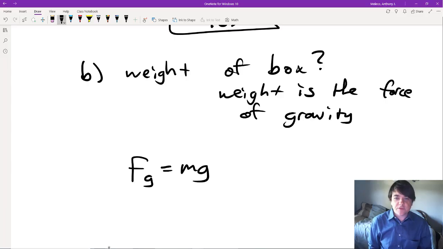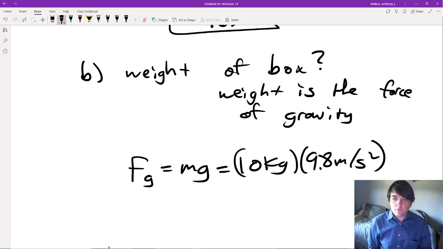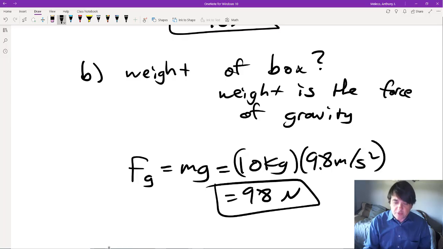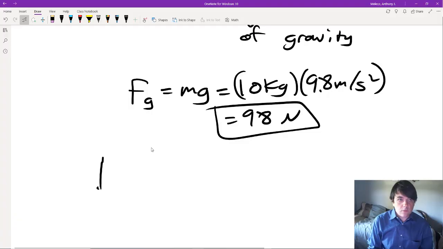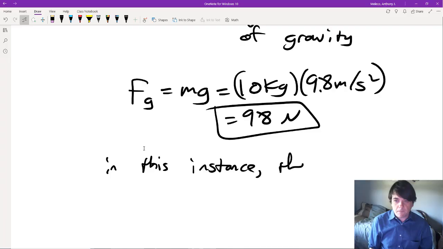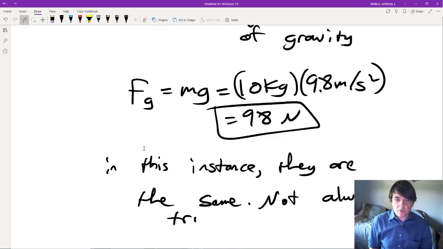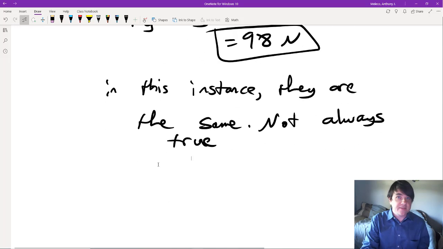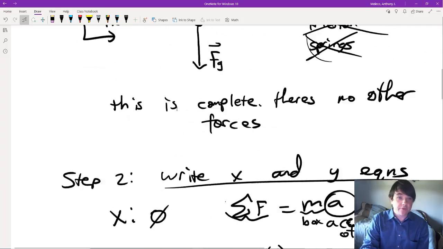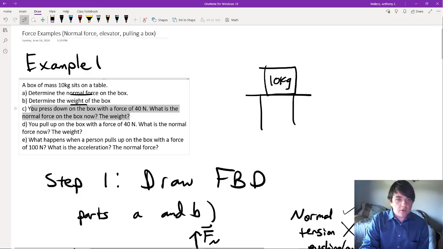So anyway, the weight is the force of gravity, so the weight in this instance is the same as the normal force. Don't get them confused, they are still different, but in this instance, they're the same. Not always true. Not even close, okay? When we do inclines, they won't be the same. They're typically only the same. Well, you'll see. We're about to do some examples where they're not, okay? So let's do part C.